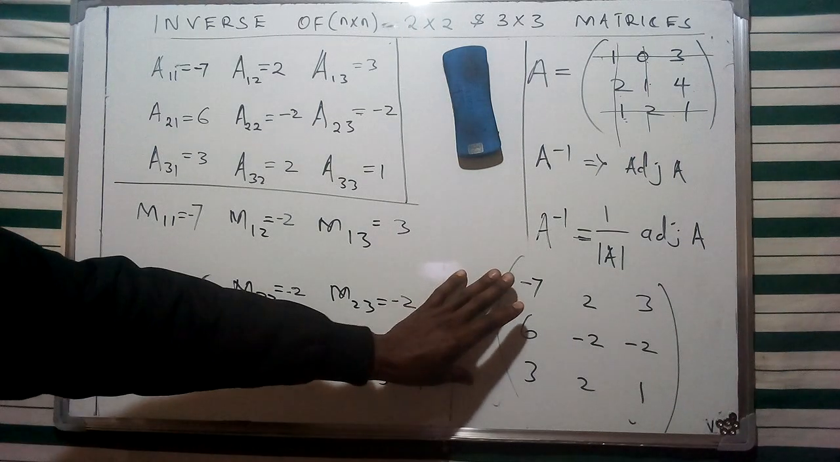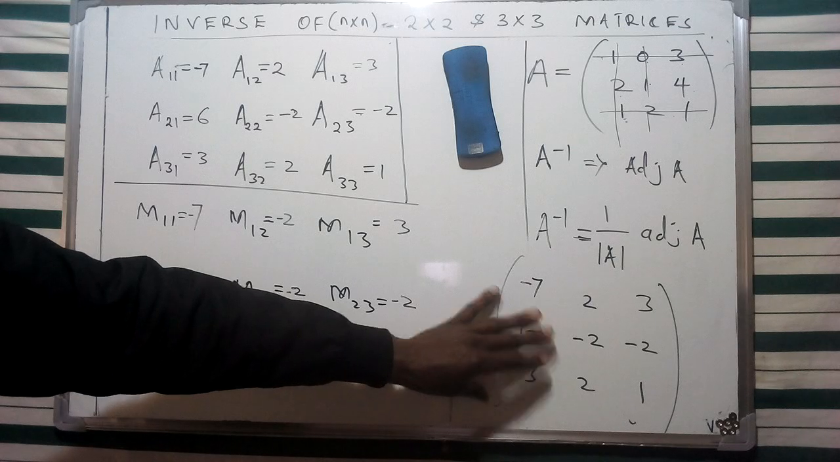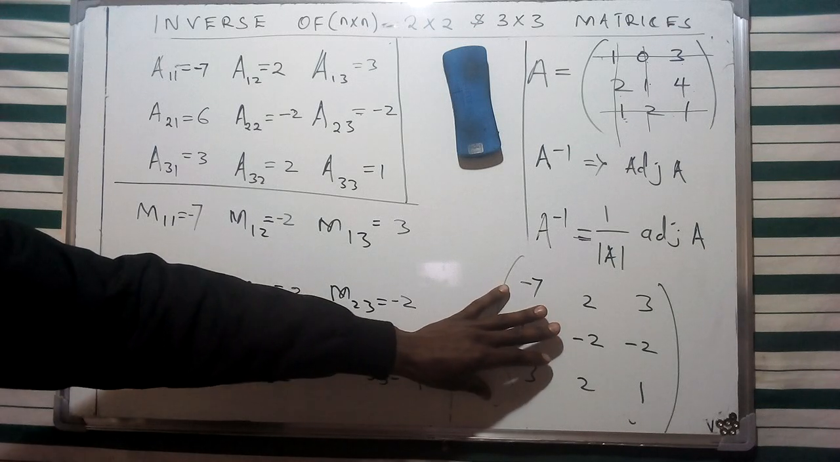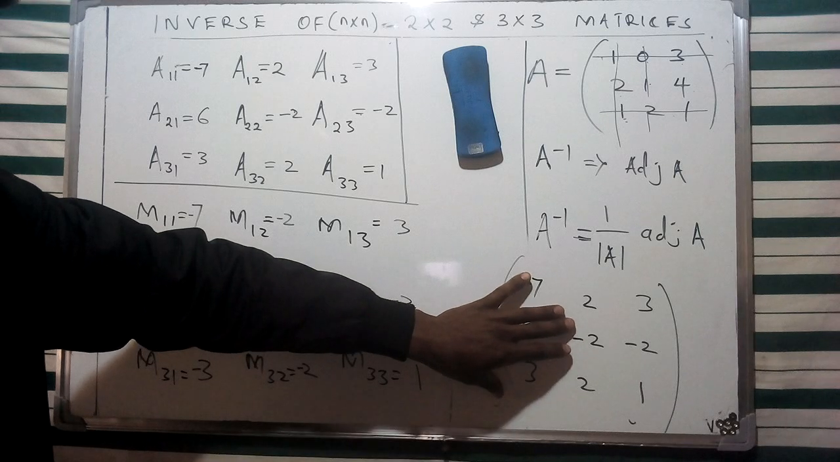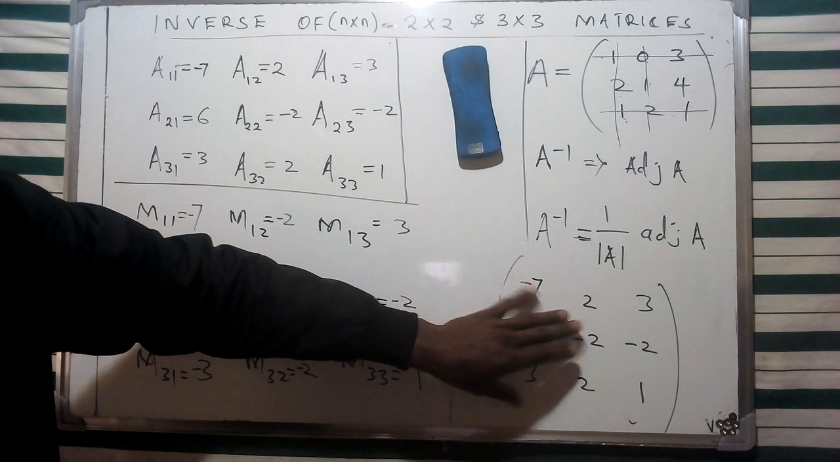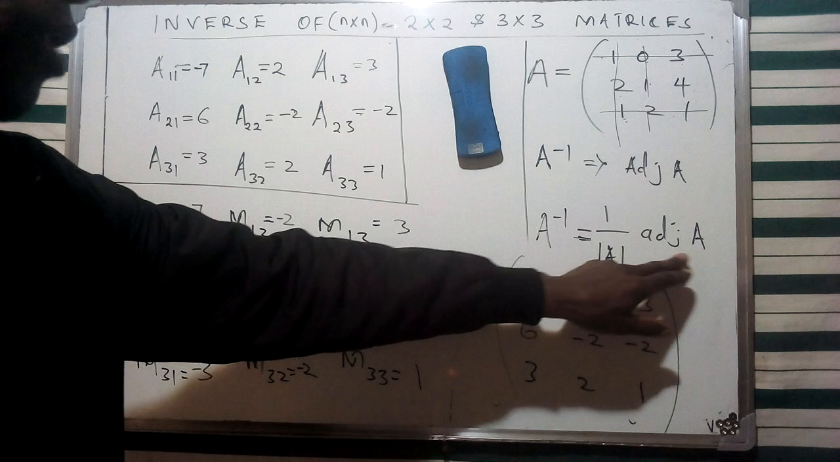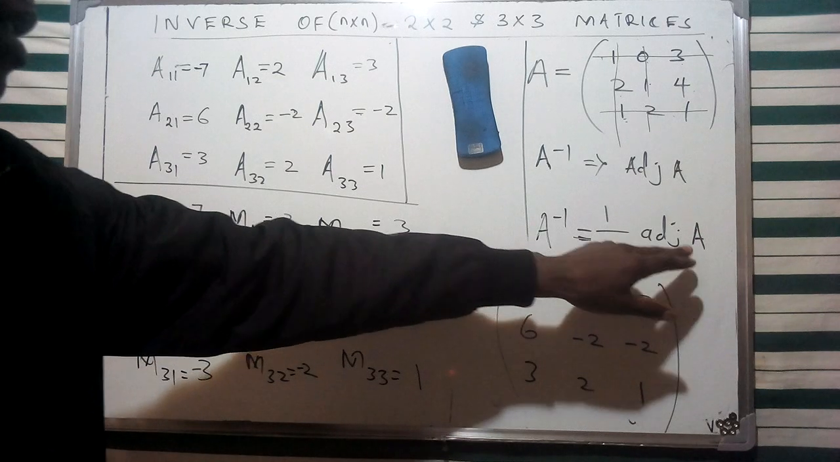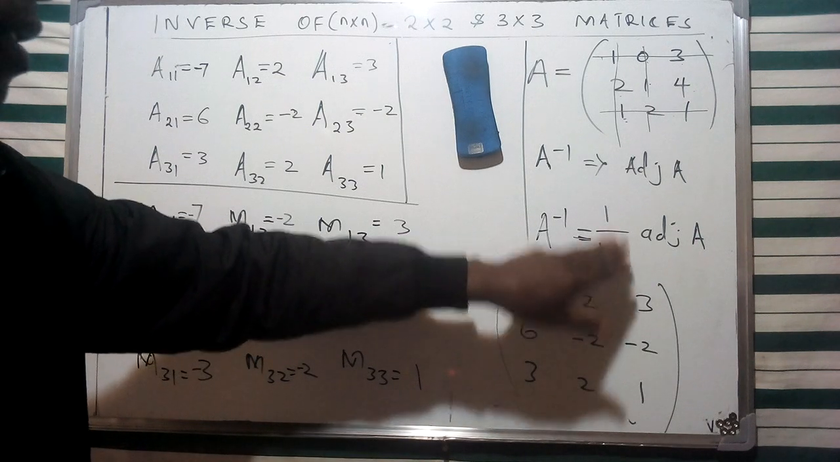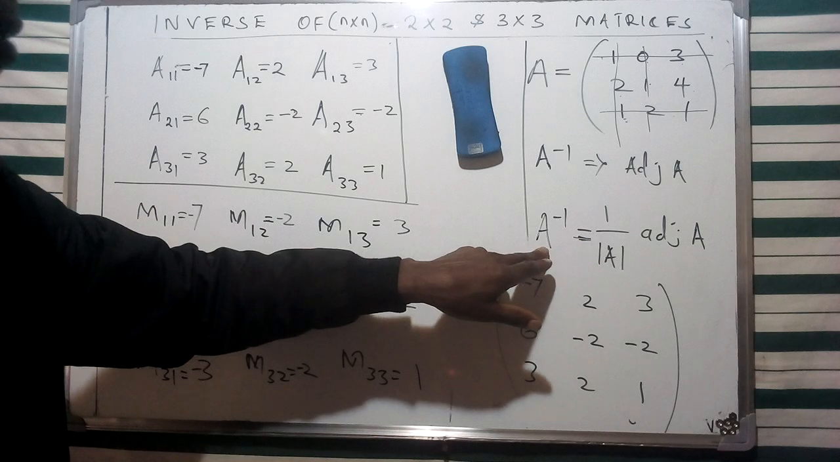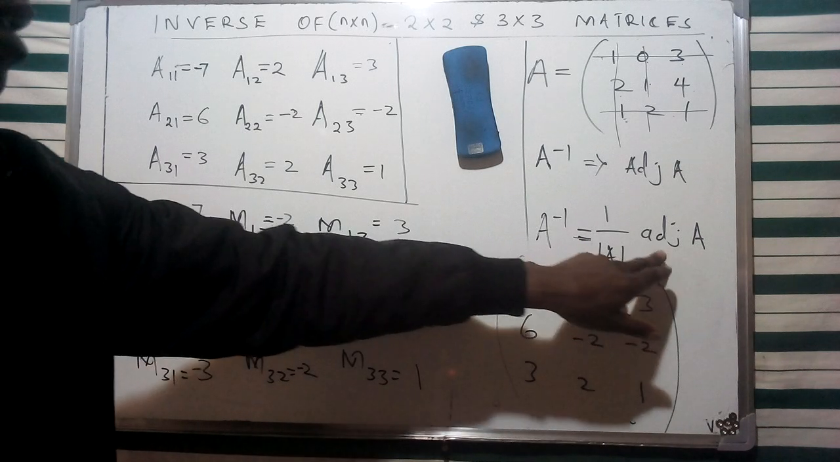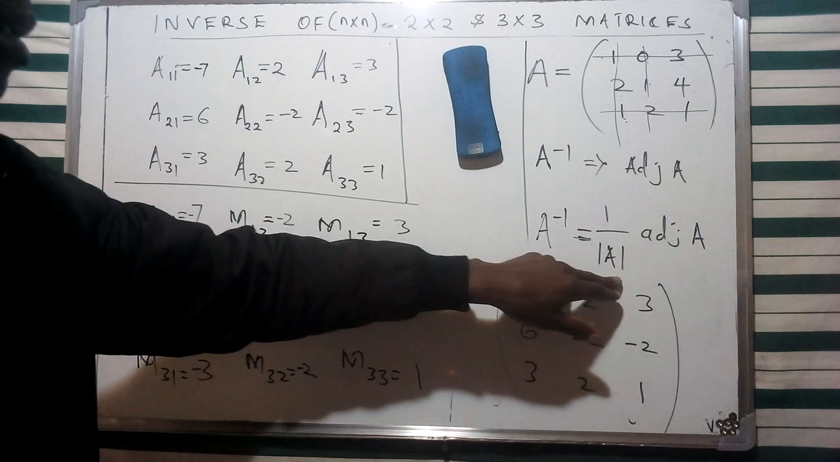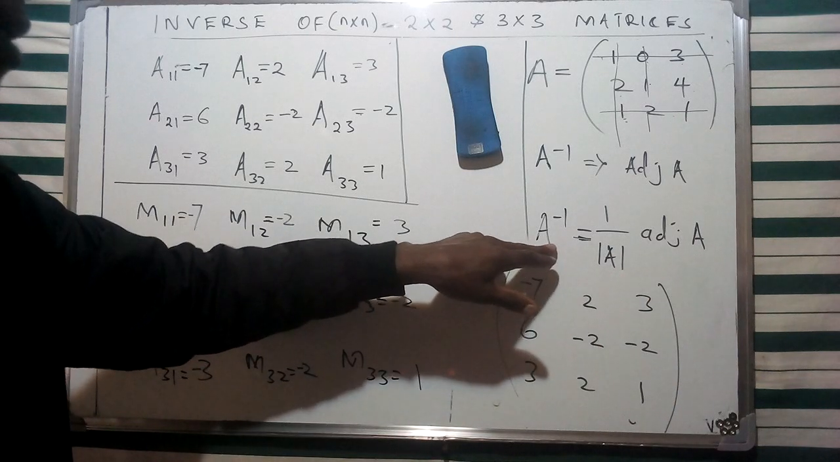So we have said that finding the matrix of these cofactors is going to play a vital role in that if we take the transpose of this matrix, then we can call this one a classical adjoint. And of course, the multiplication between 1 over the determinant of this matrix and the classical adjoint is going to give us the inverse of the matrix.